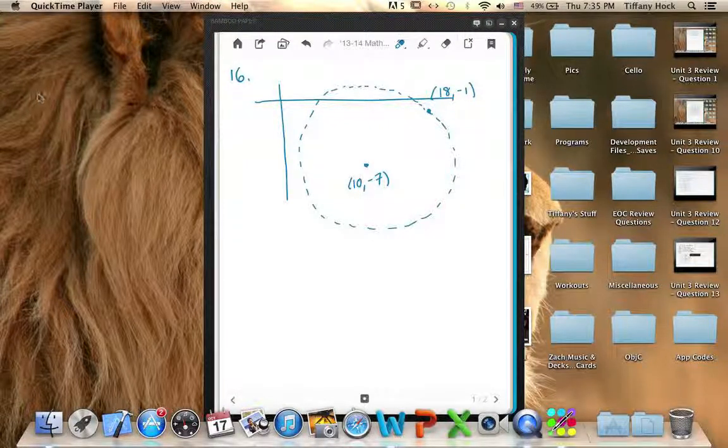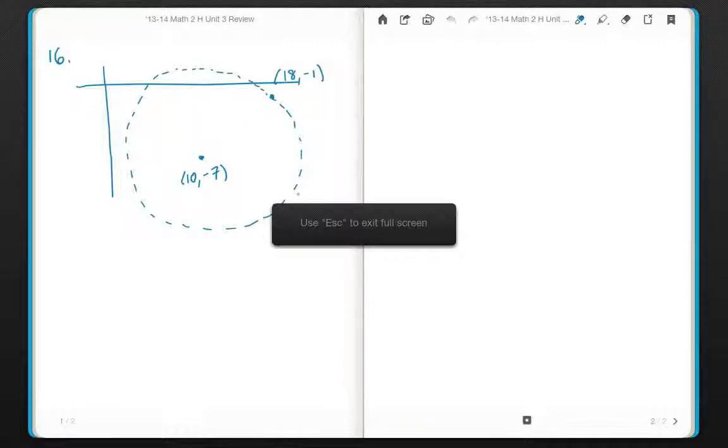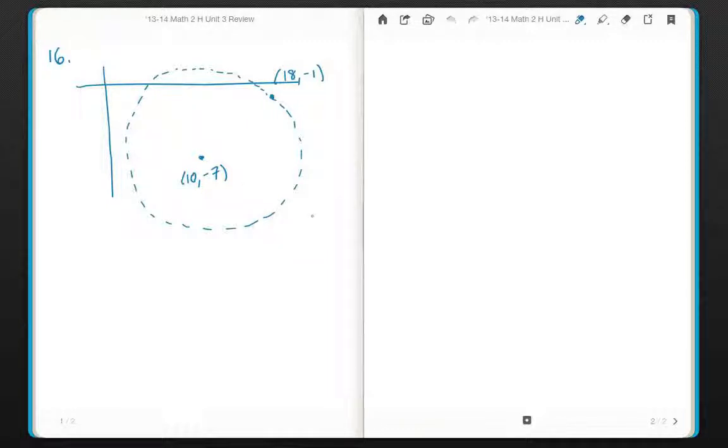Okay, question number 16, last one from the review packet. I want to work on this one. I already have a sketch drawn up here to represent the problem. I will read the problem out loud. You can follow along on the review sheet.